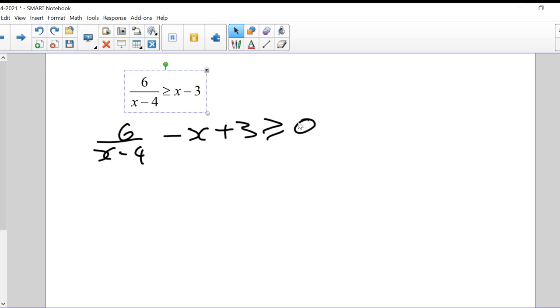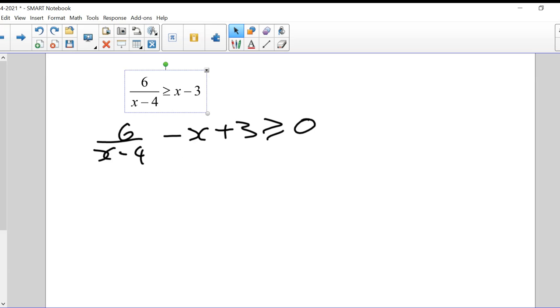Okay. So now what do we have to do to be able to solve this inequality at this point? It's 6 over x minus 4 minus x plus 3. Does anybody have a thought as to how we might solve it? Okay, let me help you out then. We have to find a common denominator and work through the process that way. So I'm going to take this minus x plus 3 and put it over 1.